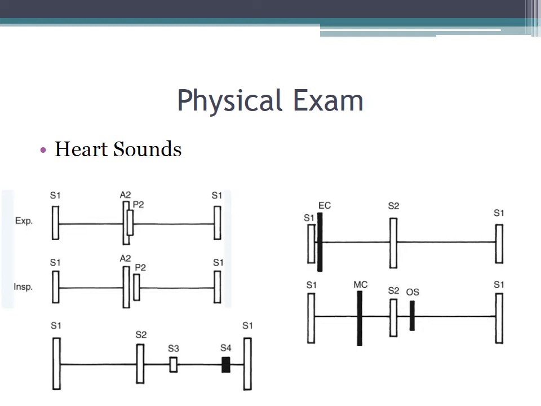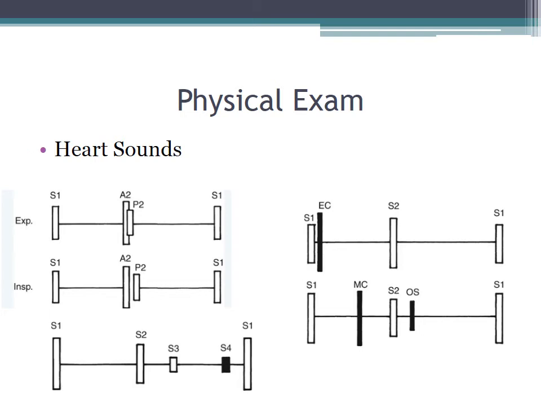Ejection clicks, which are labeled here as EC, are more easily audible at the upper left sternal border in pulmonary stenosis. In bicuspid valves, the ejection click can be louder at the left lower sternal border or apex. Now, the second heart sound is in the upper left sternal border, which is another way of saying it's the pulmonary valve area, and that's of critical importance in pediatric cardiology.